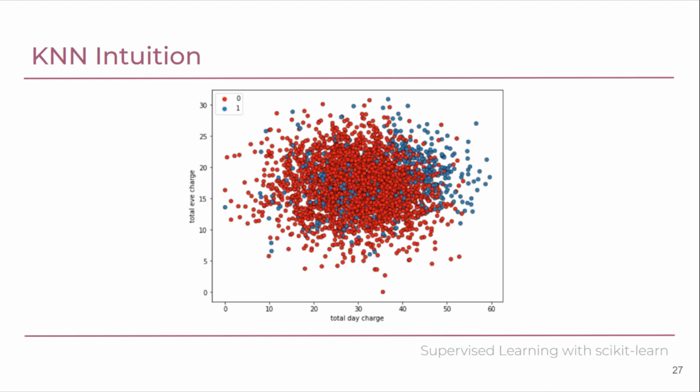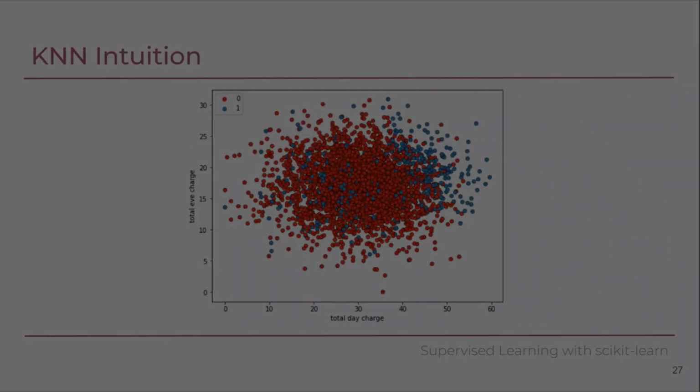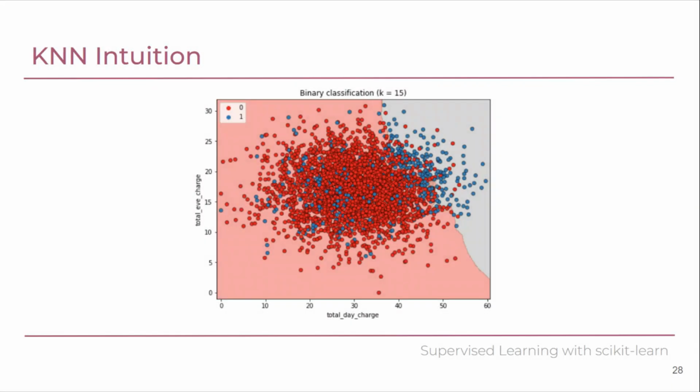To build intuition for KNN, let's look at this scatter plot displaying total evening charge against total day charge for customers of a telecom company. The observations are colored in blue for customers who have churned, and red for those who have not churned. Here we have visualized the results of a KNN algorithm where the number of neighbors is set to 15. KNN creates a decision boundary to predict if customers will churn. Any customers in the area with a gray background are predicted to churn, and those in the area with a red background are predicted to not churn. This boundary would be used to make predictions on unseen data.